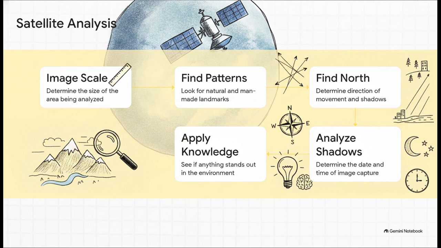First, determine the scale so you actually understand the size of the area you're looking at. Find true north so you're oriented. Heavily analyze the direction of the shadows. That's going to help you determine the exact time of day. And vitally, evaluate the terrain. Ask yourself, how do these mountains, the elevation slopes, or the dense vegetation affect human movement and visibility on the ground?